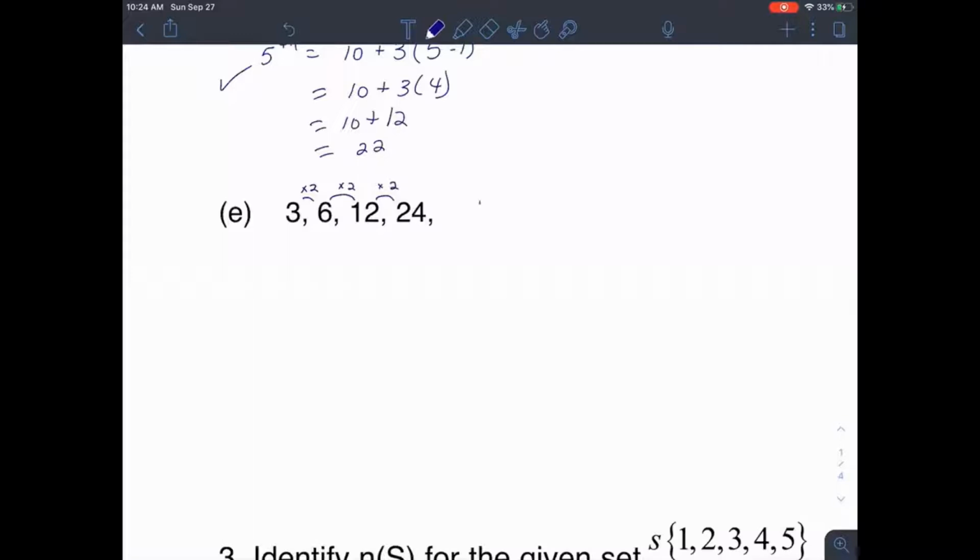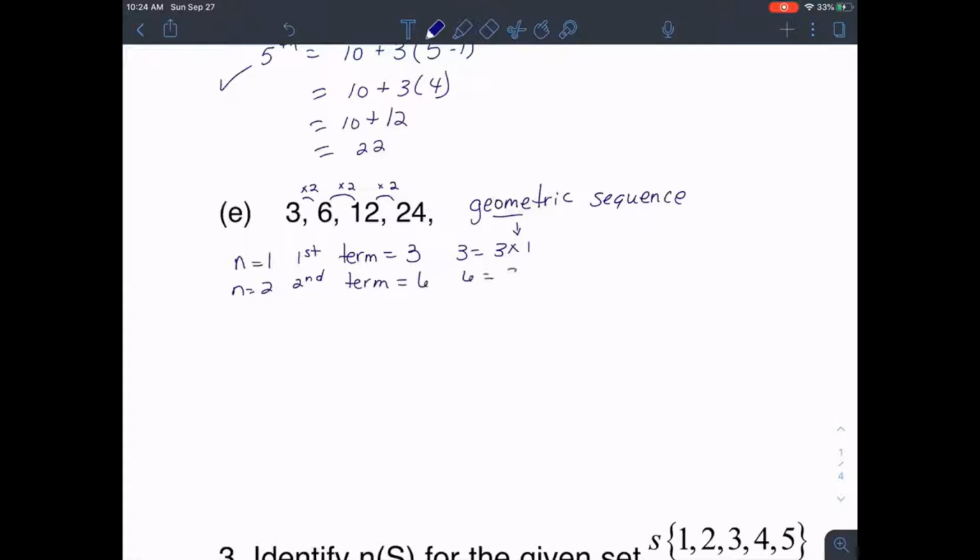So this is a geometric sequence. So you have n equals 1, our first term is going to be equal to 3. So we have 3 is equal to 3 times 1. So we're multiplying because it's a geometric sequence. So we have n equals 2. Our second term is equal to 6. 6 is going to be equal to our starting number times our difference.